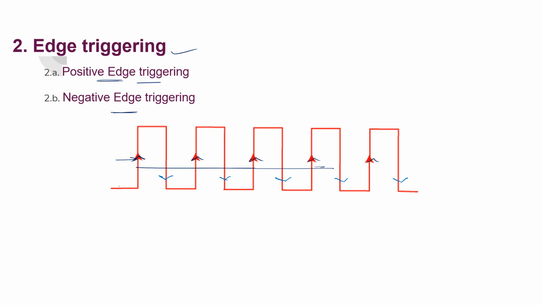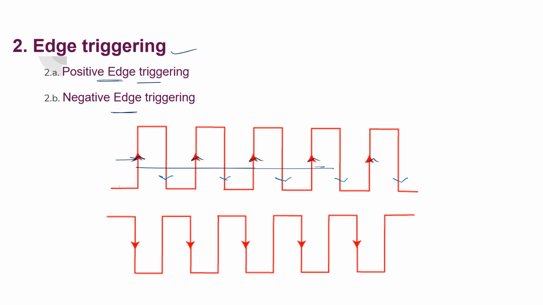Now see the second one, negative edge triggering. Triggering happens at falling edges. Simply that is known as negative edge triggering. If triggering happens in the upward direction, that is positive edge. If triggering happens at the negative edge, that is falling, that is known as negative edge triggering.